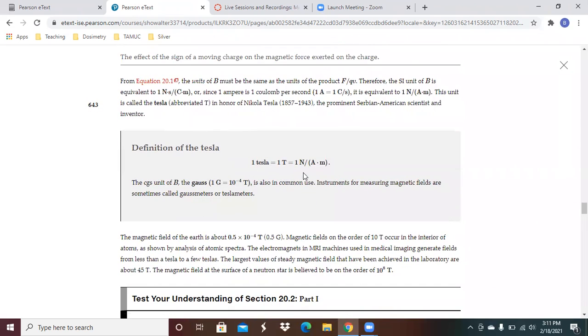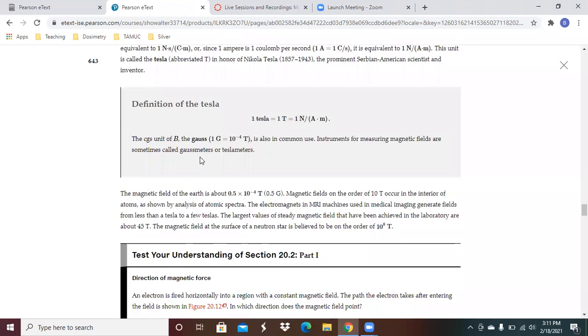So the definition of a Tesla is 1 Newton divided by an ampere times meter. The CGS unit of B, the Gauss, is also commonly used. It's a scaled down version of a Tesla. Instruments for measuring magnetic field are sometimes called Gauss meters or Tesla meters.